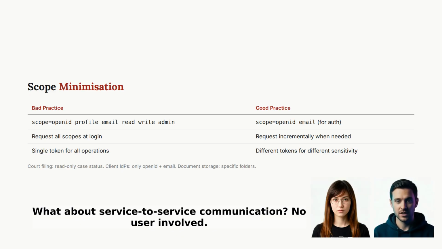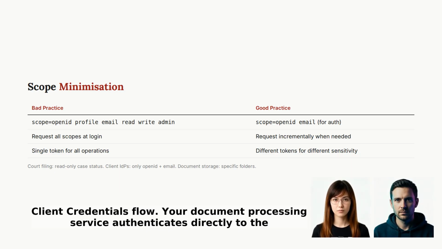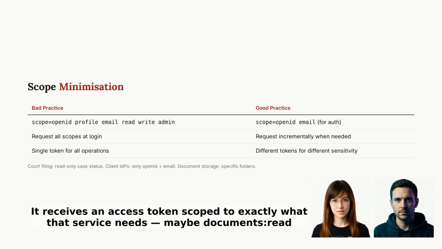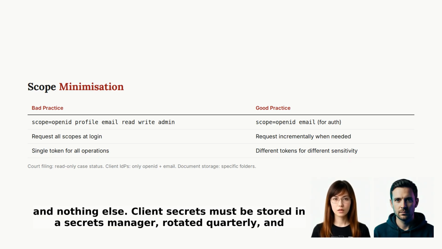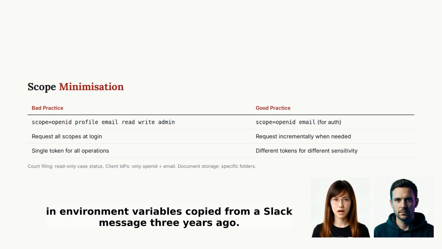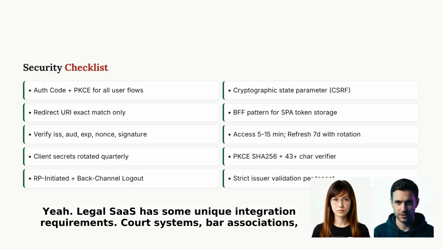What about service-to-service communication? No user involved. Client credentials flow. Your document processing service authenticates directly to the authorization server using its own client ID and secret. No user redirect, no browser interaction. It receives an access token scoped to exactly what that service needs. Maybe documents read and nothing else. Client secrets must be stored in a secrets manager, rotated quarterly, and never committed to version control. Obvious, but you'd be amazed how many client secrets live in environment variables copied from a Slack message 3 years ago.